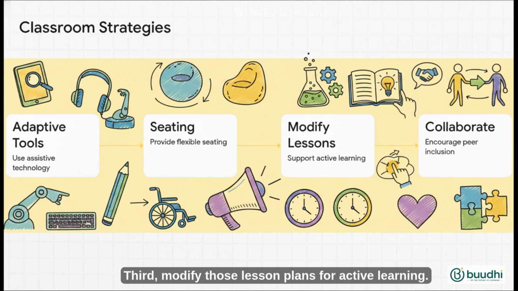Third, modify those lesson plans for active learning. If a science experiment requires fine motor skills, adapt it so the student is still fully directing the learning and participating. And fourth, implement collaborative learning strategies. Group work builds peer inclusion so naturally. And honestly, underpinning all of these steps is the absolute need for clear communication and patience. Give your students the extra processing or physical time they need to respond and truly shine.